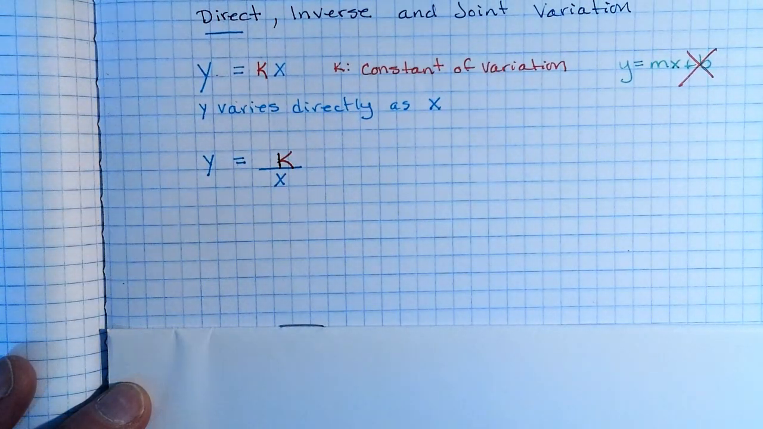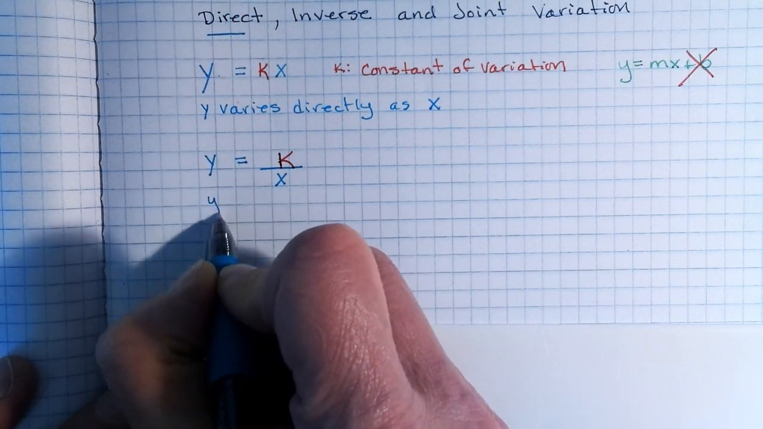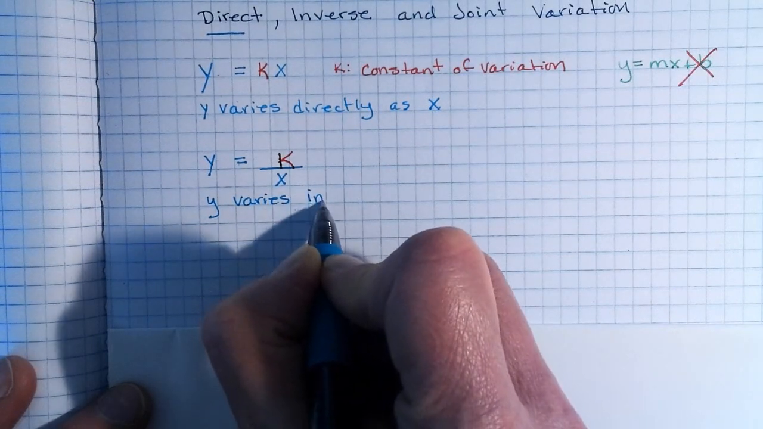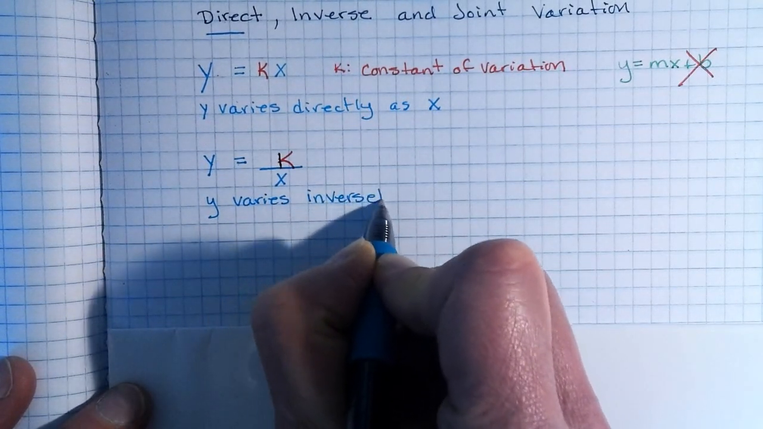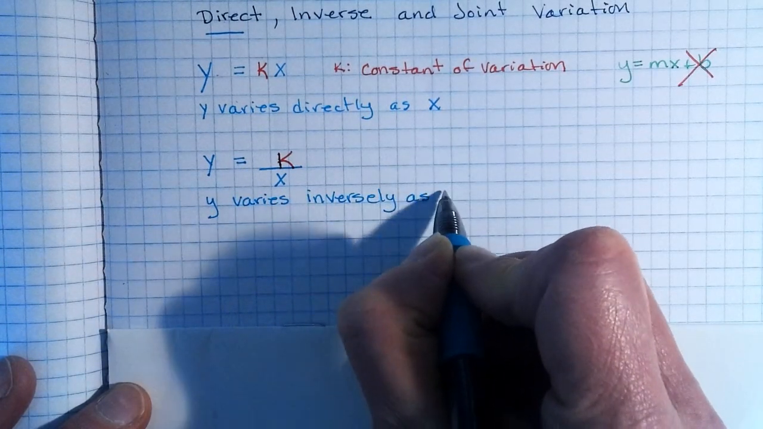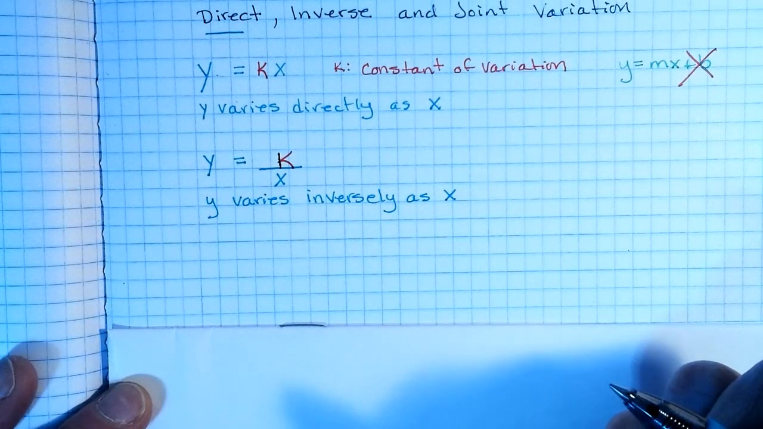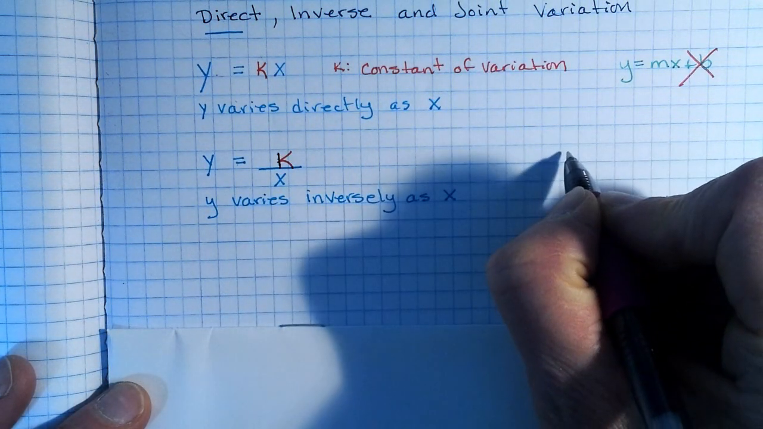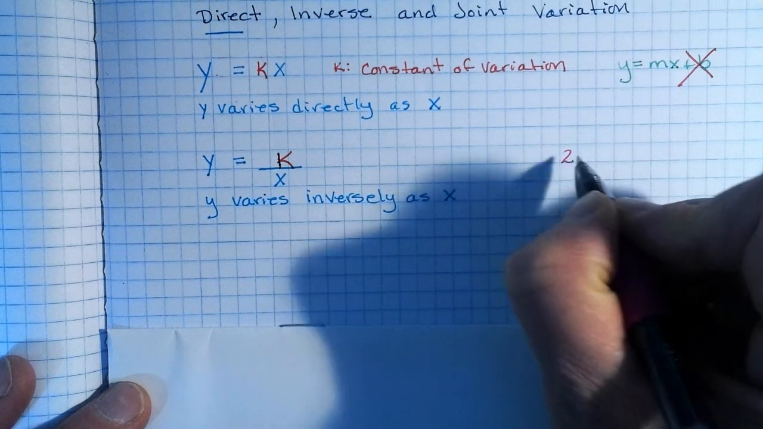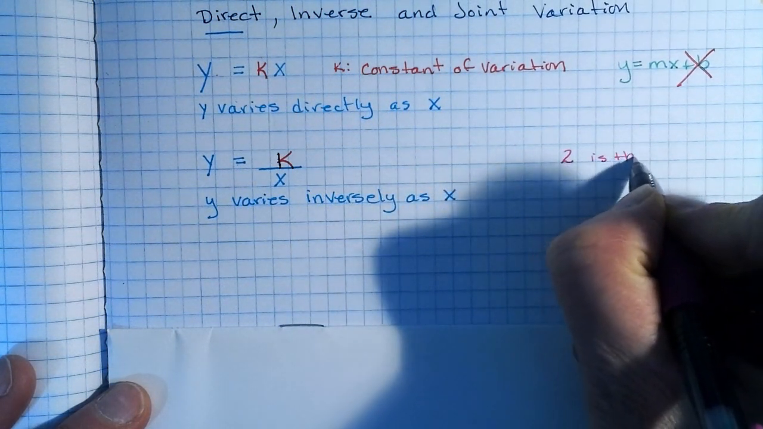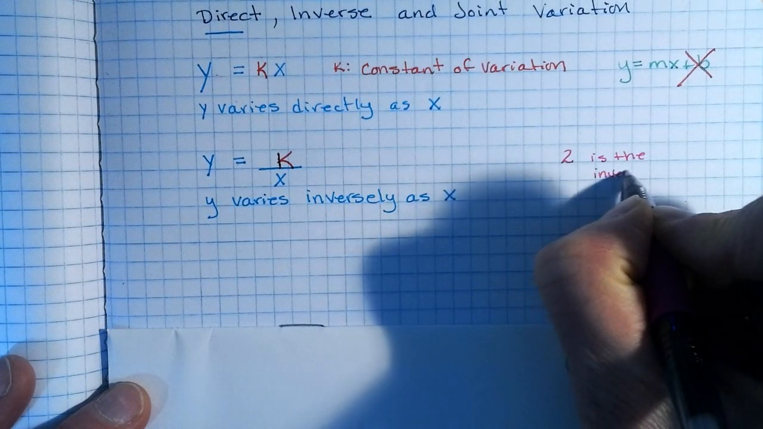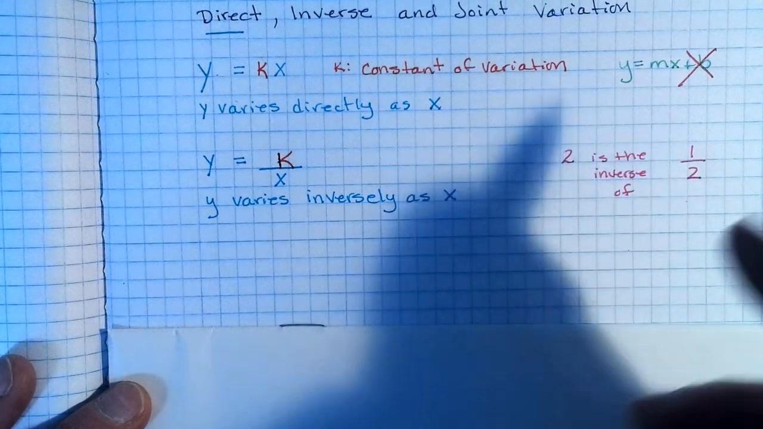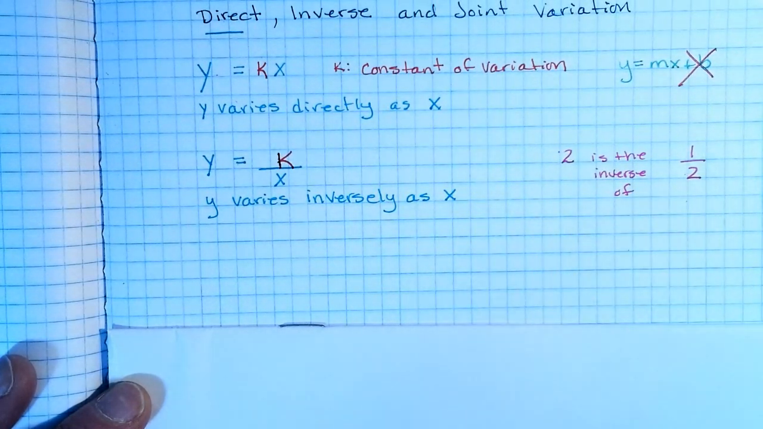So if I were going to write this out, I would say y varies inversely as x. One way that you can remember inverse is that 2 is the inverse of 1/2. You can see one's in the top and one's in the bottom.